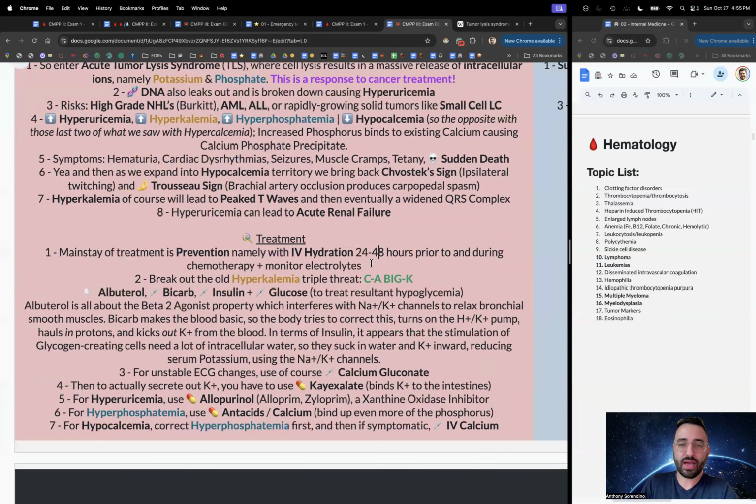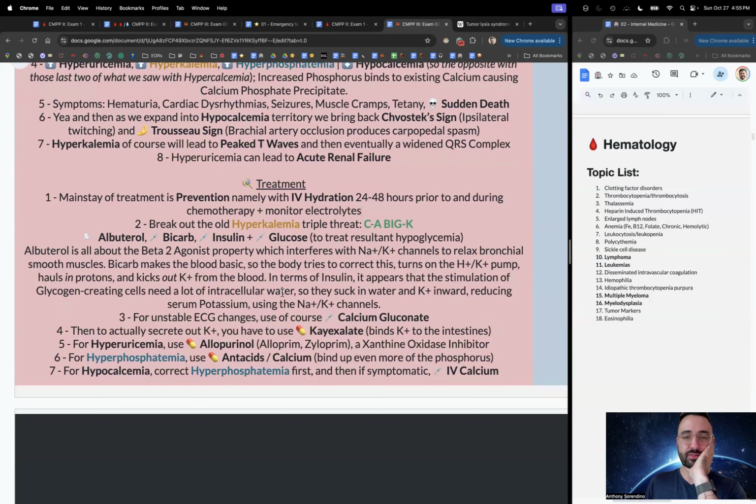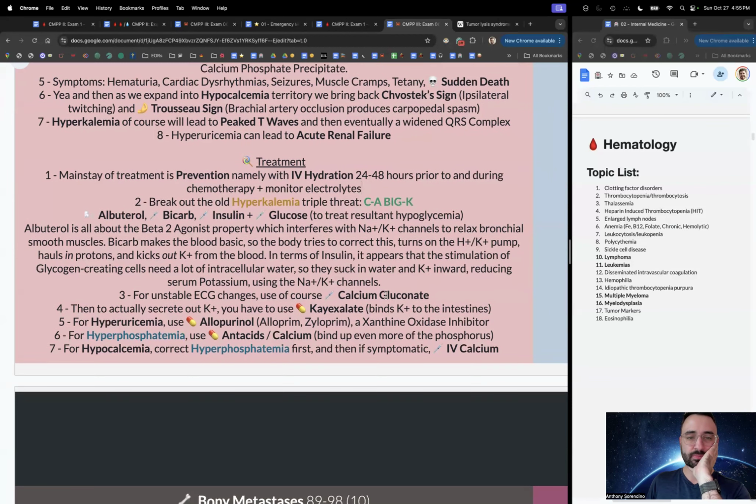Prevention, namely with IV hydration prior to and during chemotherapy. Yeah, it's like break out the old hyperkalemia triple threat. Oh yeah, very important. See a big K. Calcium, albuterol, bicarb, insulin, glucose. That's not even in order.